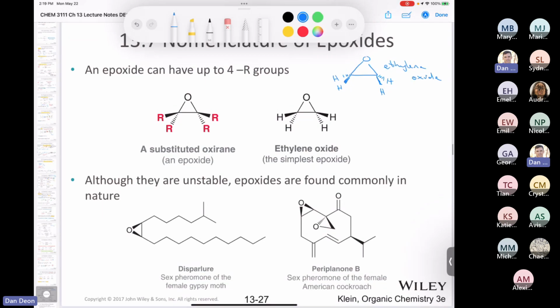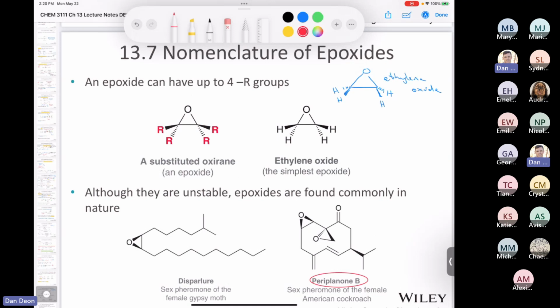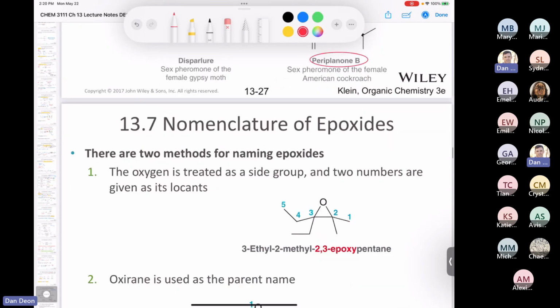And it says, even though they're unstable, epoxides are commonly found in nature. You see this one here that's a sex pheromone of some kind of moth, which is kind of interesting. But this compound here, I don't know a lot about periplanone B, but I know it was a synthetic target for a few labs. In the lab that I did my graduate studies in, I think that they were interested in making that at some time after I left. I don't know if they ever followed up on it or not, but kind of an interesting compound there with 2 epoxides in the same compound. Anyhow, let's move on from there.